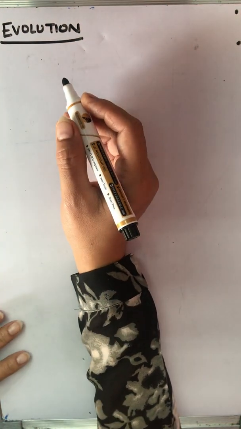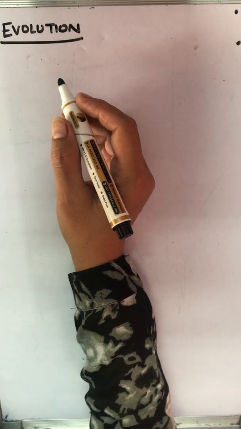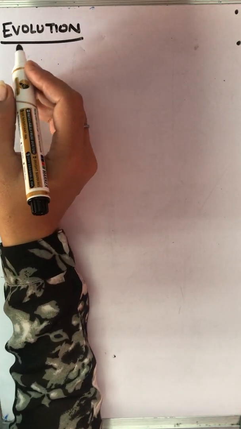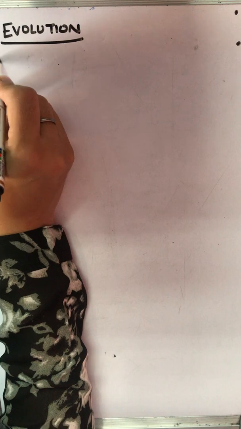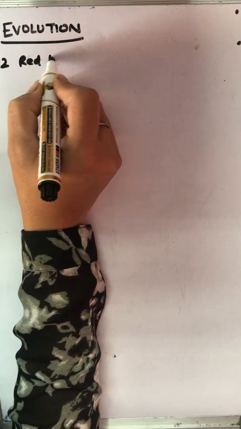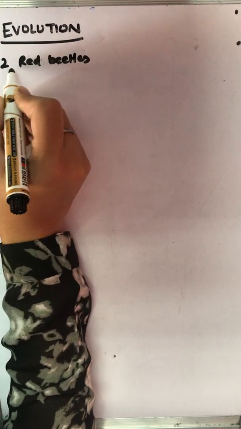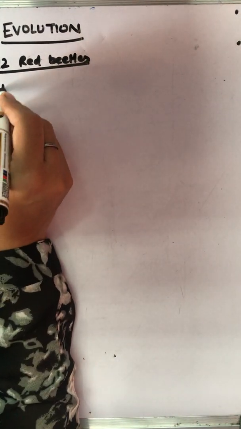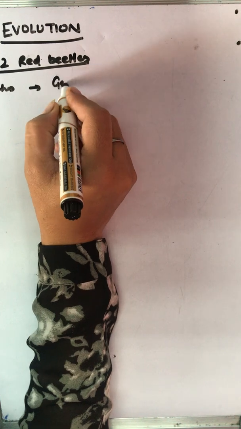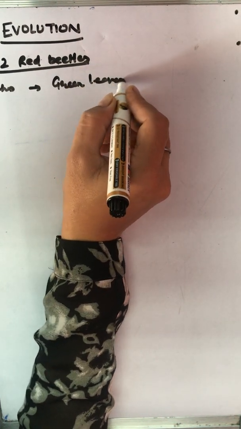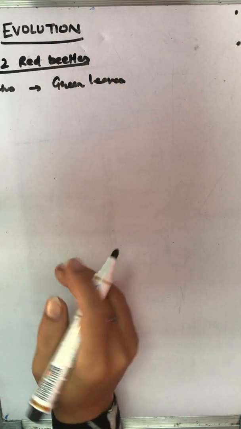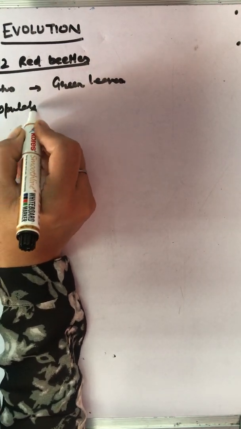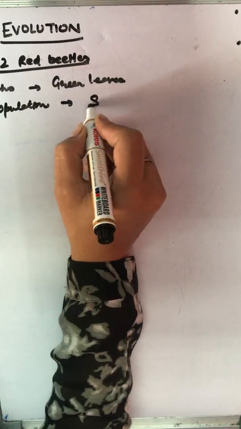Okay, moving to our topic, evolution. So here what we are doing is we are considering that there is a group of 12 red beetles. Let's assume that they live in bushes where there are green leaves. Now what will happen? The population will grow. How? This population will grow by sexual reproduction.